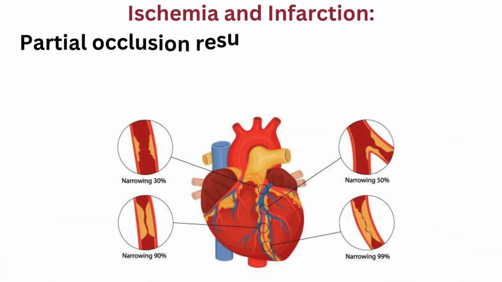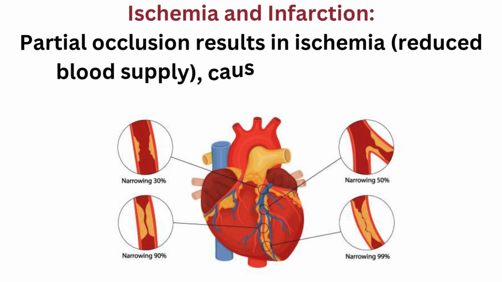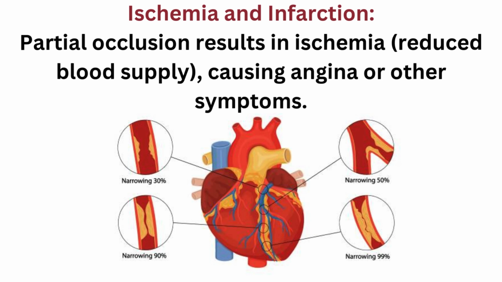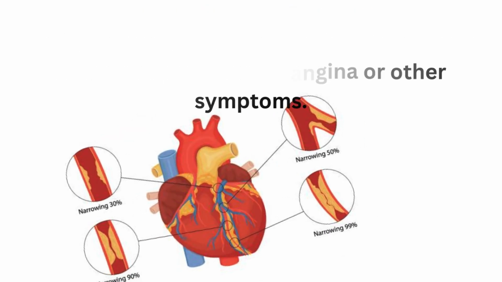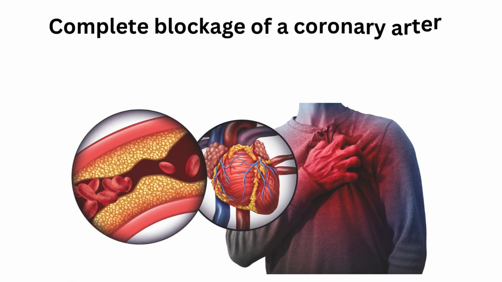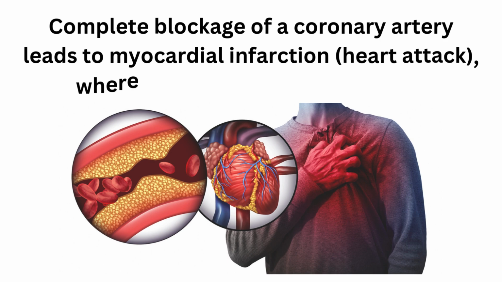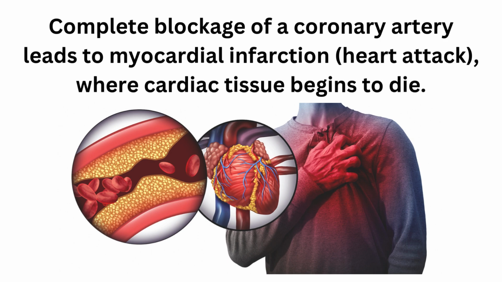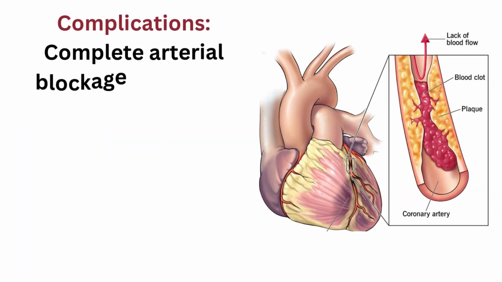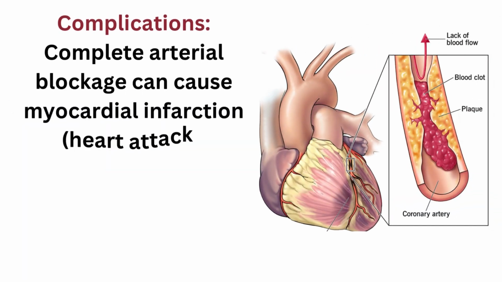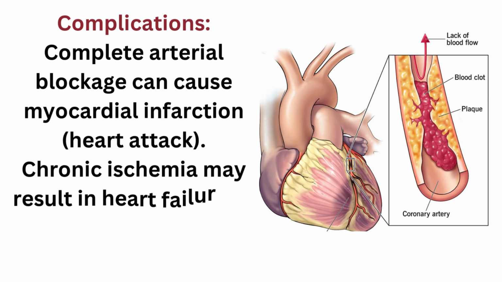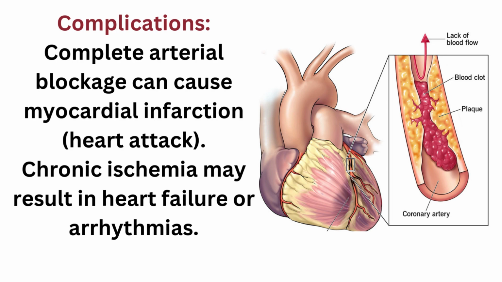Ischemia and infarction: partial occlusion results in ischemia, reduced blood supply, causing angina or other symptoms. Complete blockage of a coronary artery leads to myocardial infarction, heart attack, where cardiac tissue begins to die. Complications: complete arterial blockage can cause myocardial infarction, heart attack. Chronic ischemia may result in heart failure or arrhythmias.